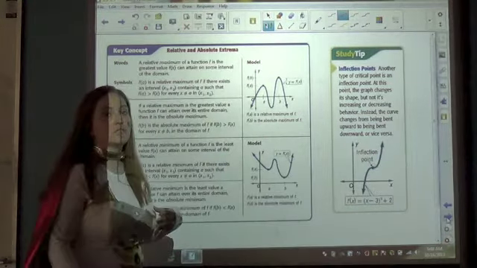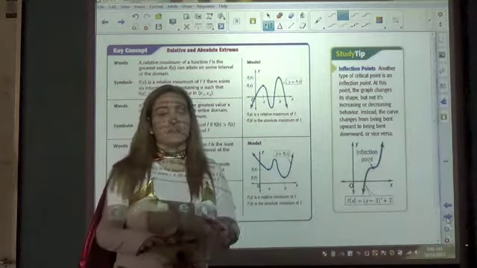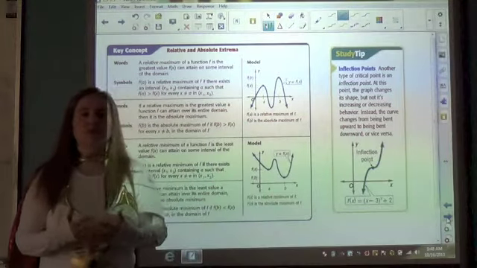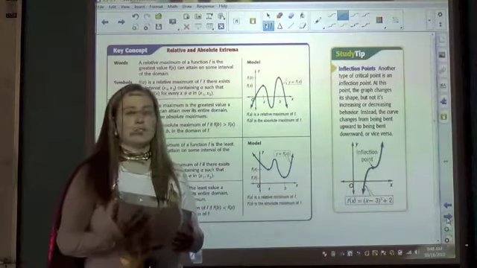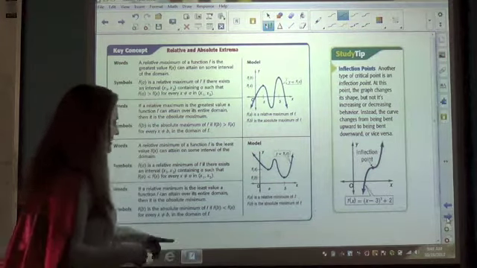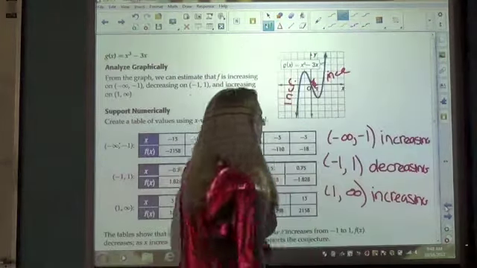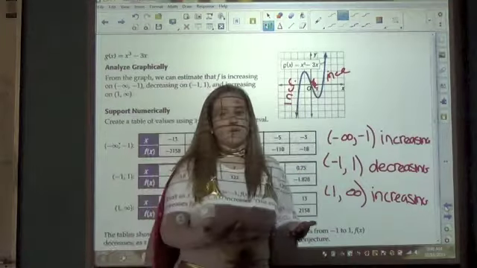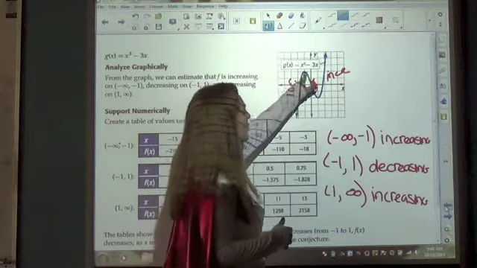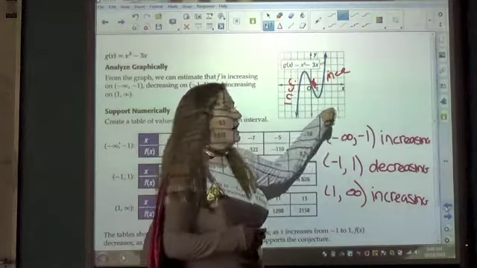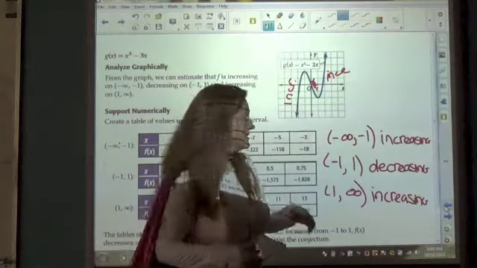So now we're going to talk about the relative and the absolute extremas. Well, extremas are just what we call critical points in the graph. So let me go back to the other thing. What would you say of this graph are the critical points? Well, the critical points are where it changes directions. So those are the critical points.